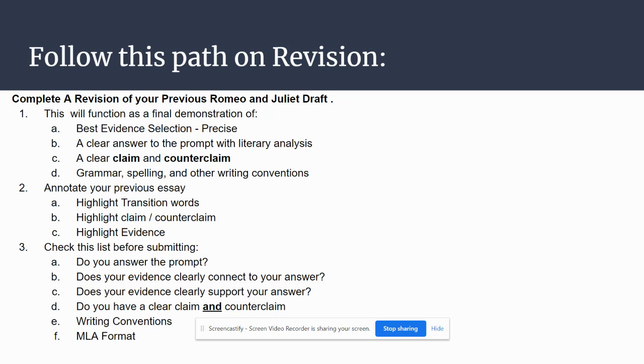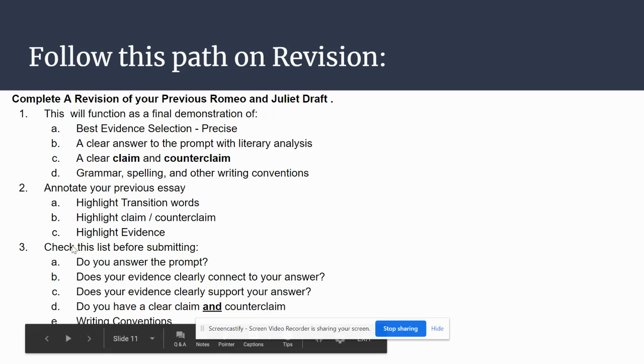When you copy and paste your old essay into the weekly packet, I would like to see some sort of demonstration of you identifying which transition words you used. Did you highlight your claim and counterclaim? Did you have a claim and counterclaim? Highlight your evidence. Maybe you didn't select evidence or your evidence is lacking. If we go back and highlight these things, that'll give us some insight into what we should revise or edit this time around. And then lastly, just check this list before submitting everything.